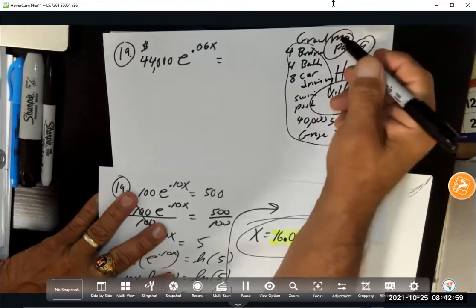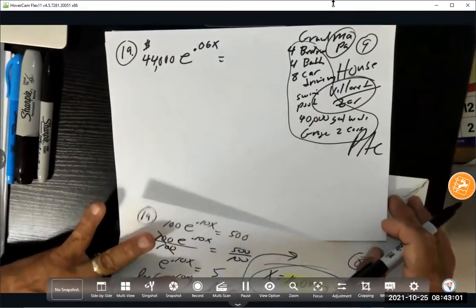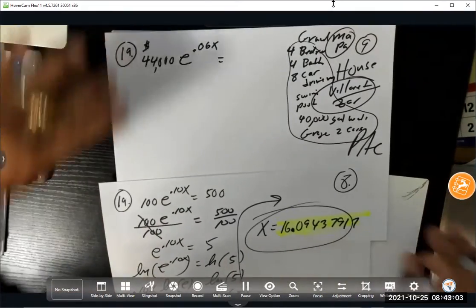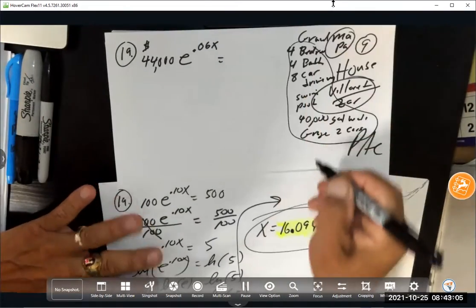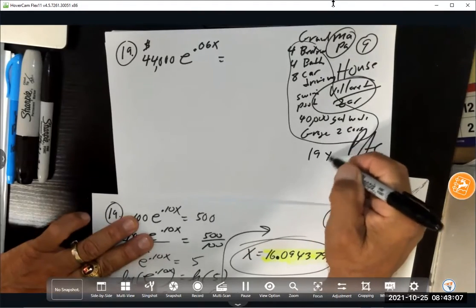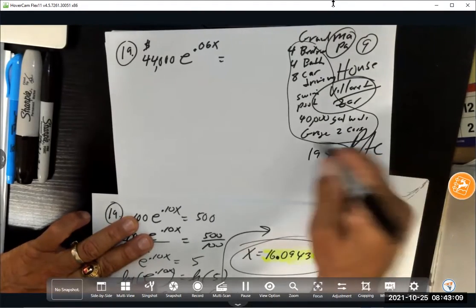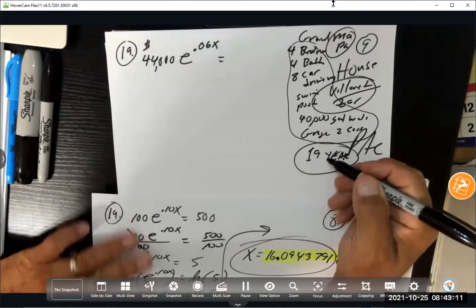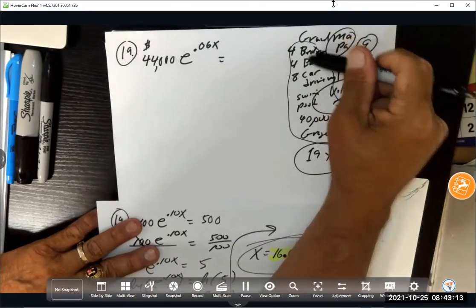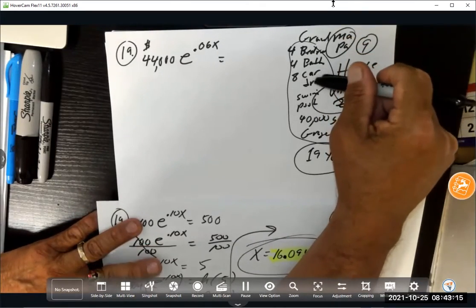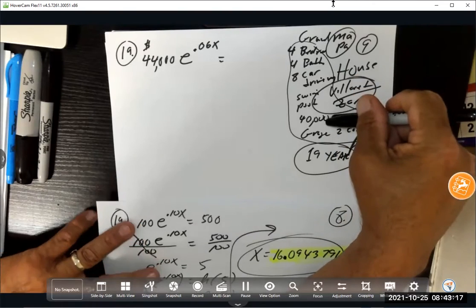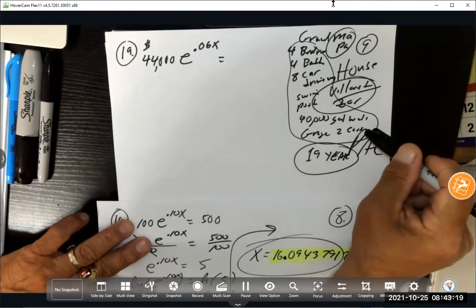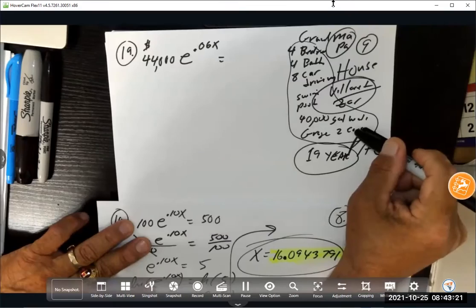Grandma and grandpa, when they were young, like 19 years old, grandpa said, look, I want to marry you. Tell me what you want to get. So grandma told him, look, this is what we're going to do. I want to get married, but this is what I want. I want a 4-bedroom, 4-bath house, 8-car driveway, swimming pool that has 40,000 gallons in it at least, a garage that 2 cars can fit in.